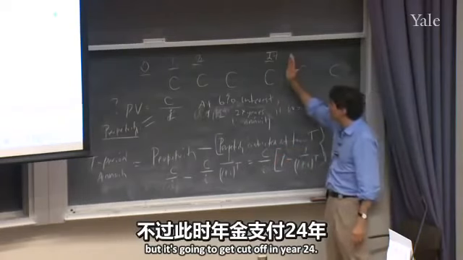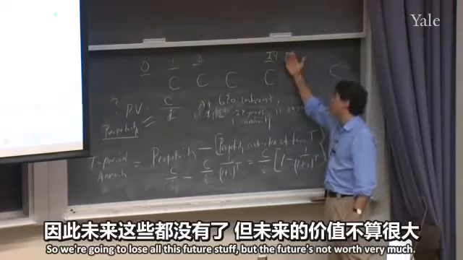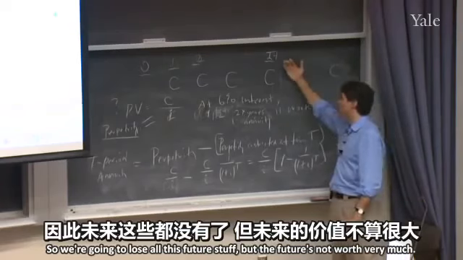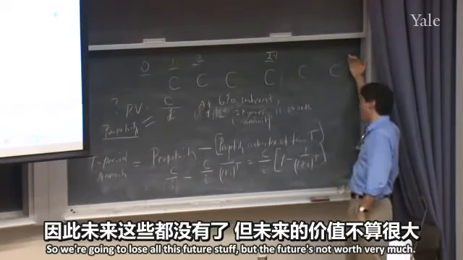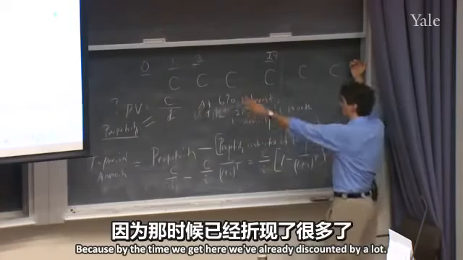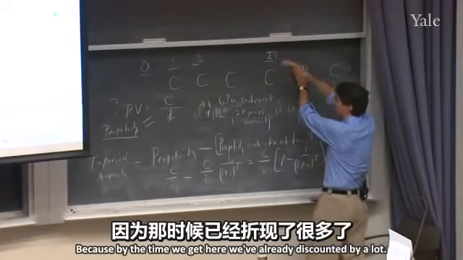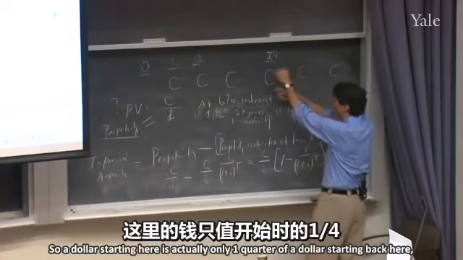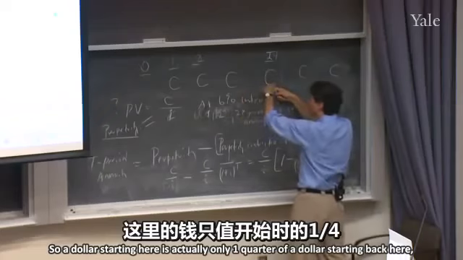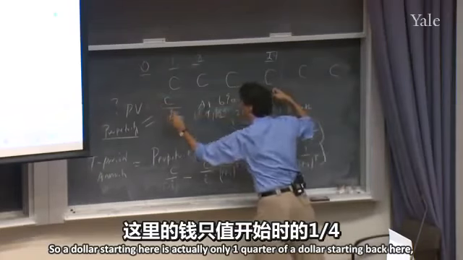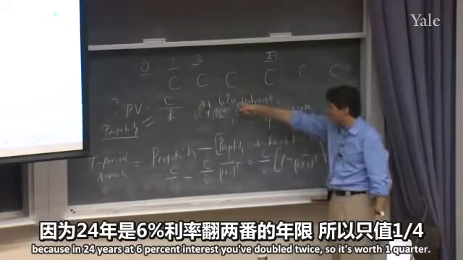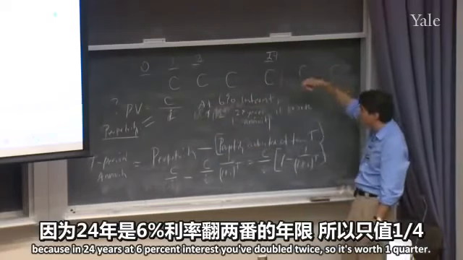But it's going to get cut off in year 24. So we're going to lose all this future stuff. But the future is not worth very much. Why isn't it worth very much? Because by the time we get here, we've already discounted by a lot. So $1 starting here is actually only a quarter of $1 starting back here, because in 24 years at 6% interest, you've doubled twice. So it's worth a quarter.